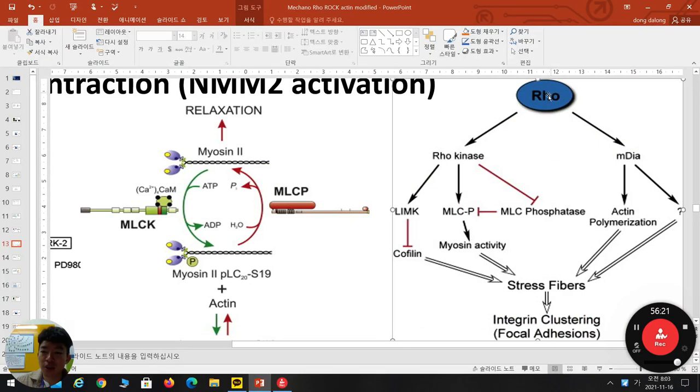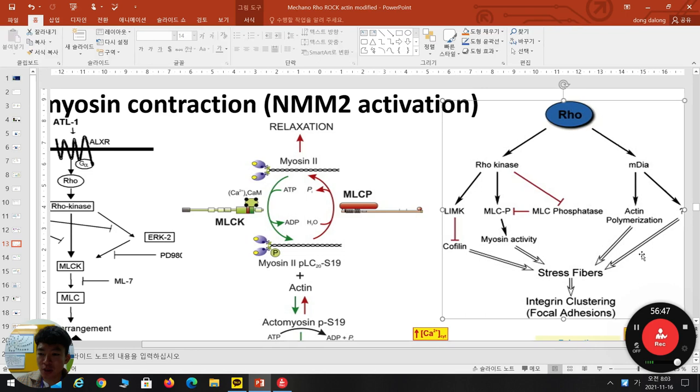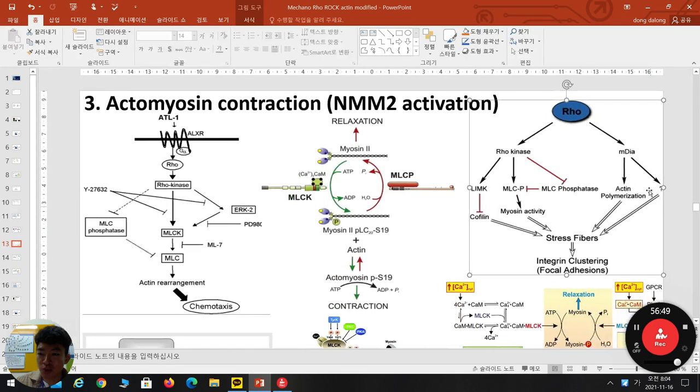Here, Rho A, ROCK kinase, Rho kinase, and then MHC phosphatase. MHC phosphorylation is the active form of MHC, and it is inactivated by MHC phosphatase interaction. In another way, LIMK activation, cofilin, inhibits actin depolymerization, and the stress fibers are also enhanced. mDia is another way, actin polymerization, like that.